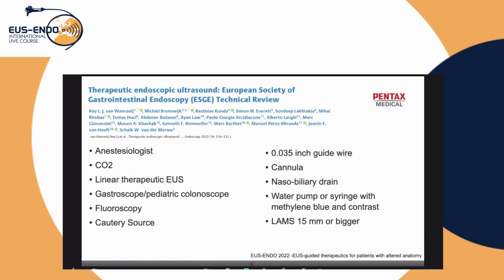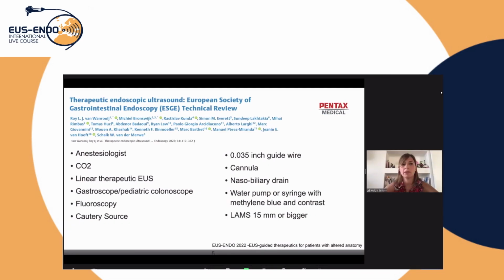In the last 6 months, the European Society released 2 interesting papers about the use and the guidelines of therapeutic endoscopy in gastroenteric anastomosis and enteroenteric anastomosis, and they stress the need for a minimum requirement once we approach this procedure. First of all, the anesthesiologist is in the room, because in this procedure we connect 2 different lumens and 2 different organs, and sometimes the risk of aspiration for the patient is high, so it is suggested to perform this procedure with protection of the airways.